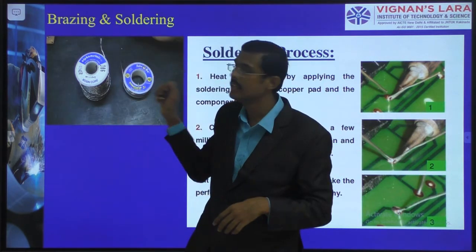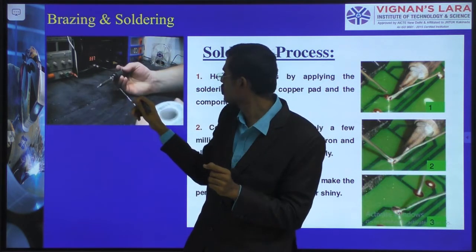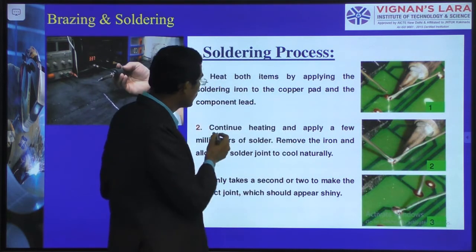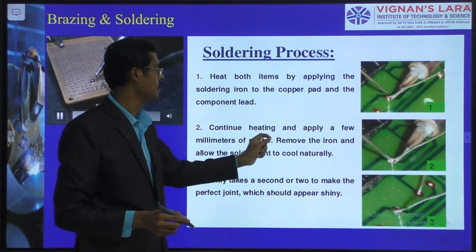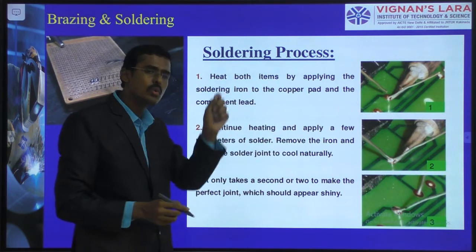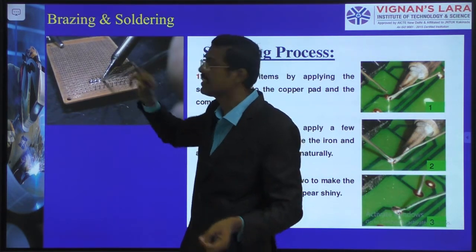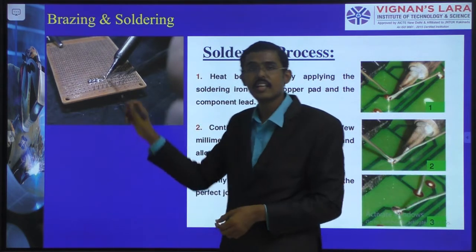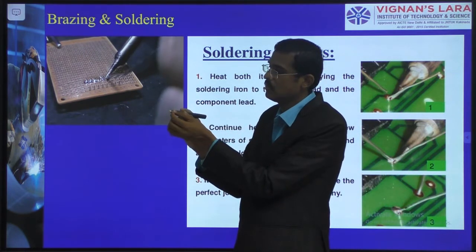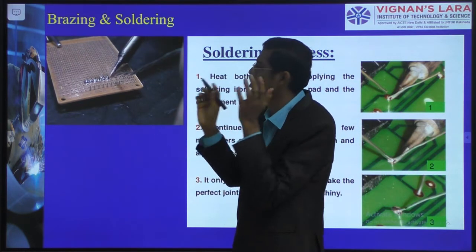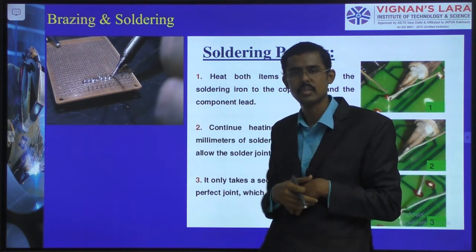This is the lead-tin filler wire, the soldering wire we have taken, and this is the soldering gun which is to be heated and deposited. Continue heating and apply a few millimeters of solder, remove the iron and allow the solder joint to cool naturally. I am heating the filler wire and filling the gap wherever needed. The filler wire melts and is deposited. It is a simple method, less than 450 degrees, of heating, melting and filling the gap to make a permanent joint.